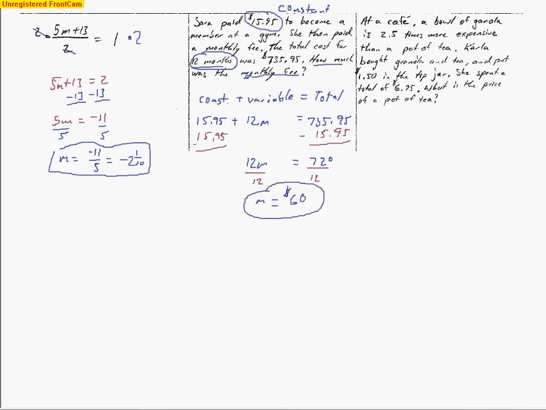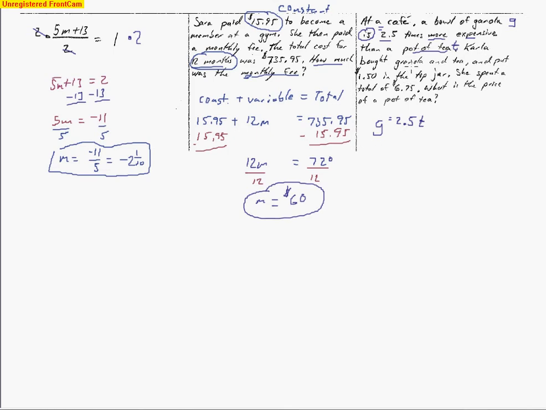So we'll move on to the next, and it says, at a cafe, a bowl of granola is 2.5 times more expensive than a pot of tea. Alright, let's call G granola, T, we'll just use a T. Let's write in a little expression that represents that. So granola is means equals 2.5 times more expensive than a pot of tea. Alright, so we've got that now.